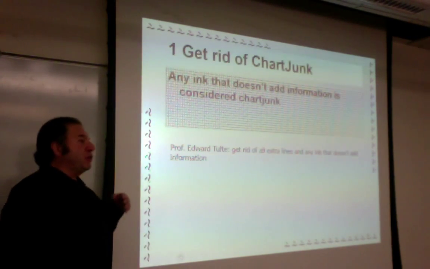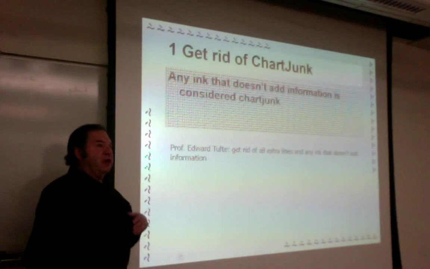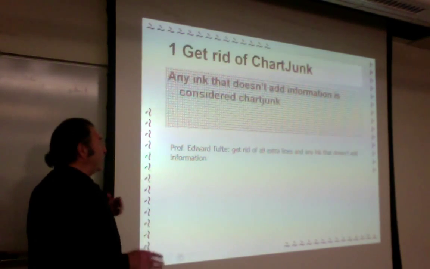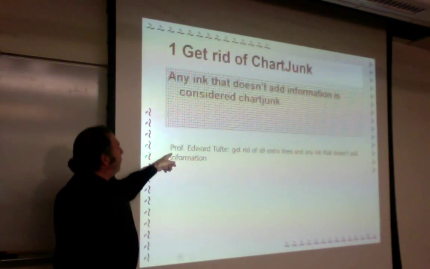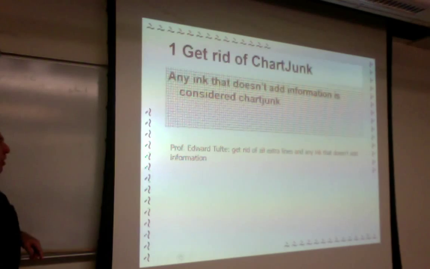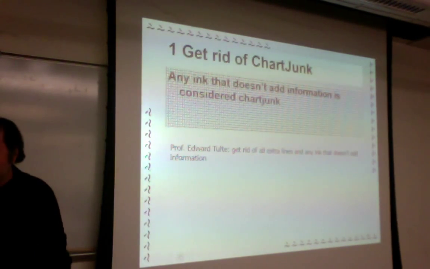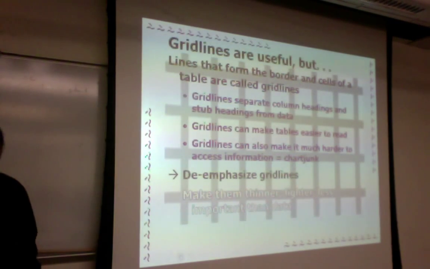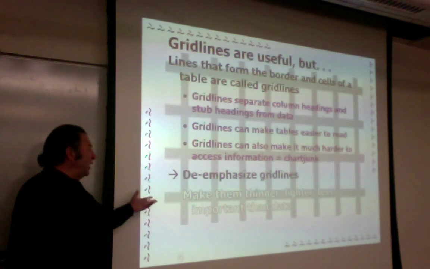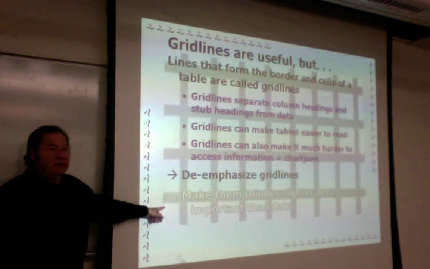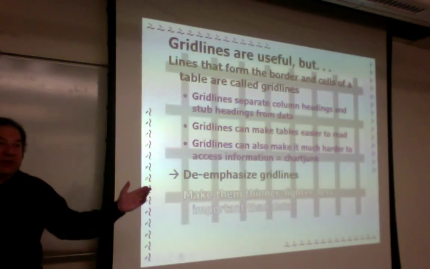So having a lot of extra grid lines is chart junk. Having a lot of extra borders is chart junk. Having extra fancy stuff on there that doesn't help you, that's chart junk. This comes from a theory propounded by Professor Tufte of Harvard. And he says get rid of all the extra lines, get rid of any ink that doesn't add information. And that in a table would include the grid lines. If you don't really need them, you can get rid of them. You can de-emphasize them. All right? You can make them thinner, you can make them lighter, and we're back to my favorite idea of taking things and making them gray. That keeps it even simpler. Right?